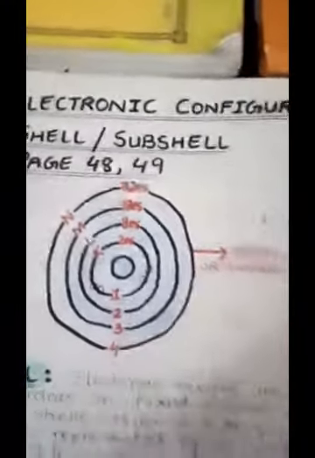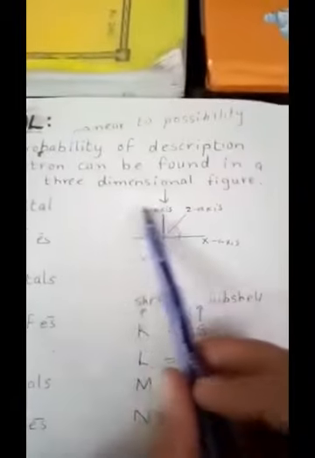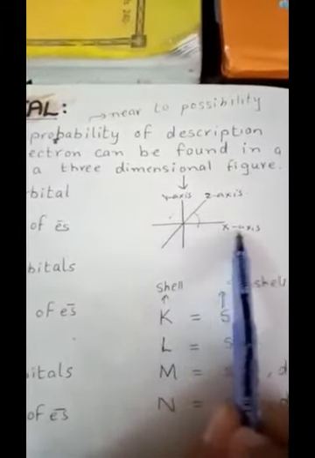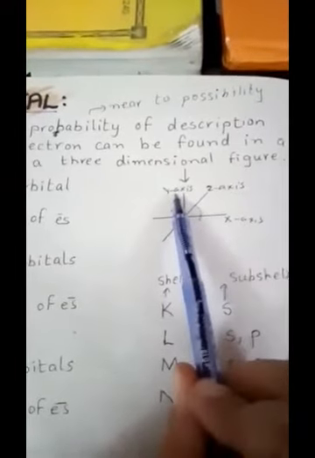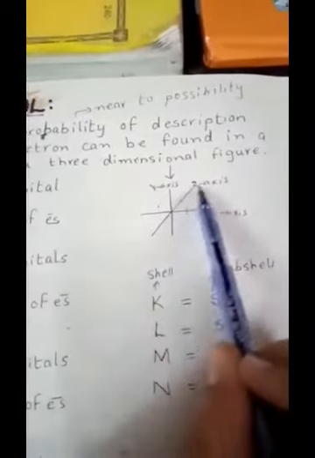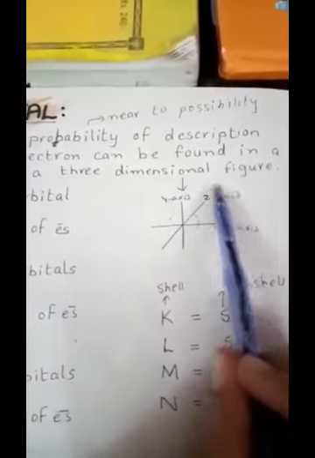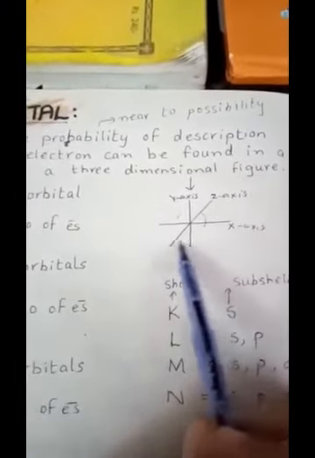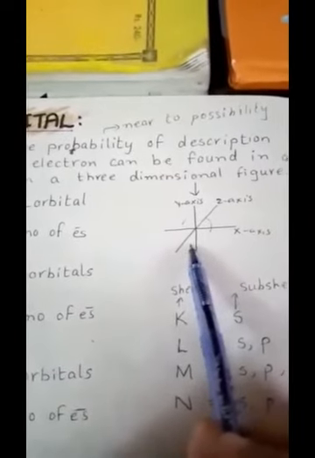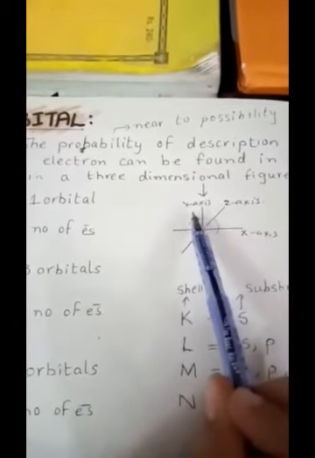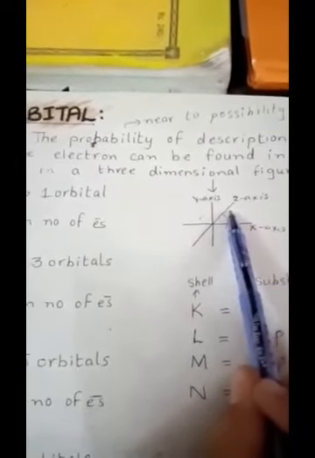So for this purpose they used a 3-dimensional figure. What is a 3-dimensional figure? You can see over here, this horizontal bar is the x-axis, this vertical bar is the y-axis, and this slanting line is the z-axis. So this is the 3-dimensional figure. With the help of this figure, scientists have found out in which direction electrons are present. Whether it will be present on the x-axis, the y-axis, or the z-axis.